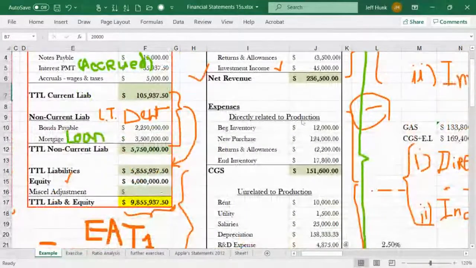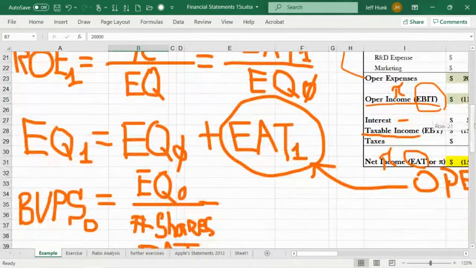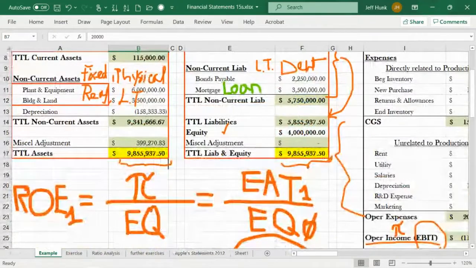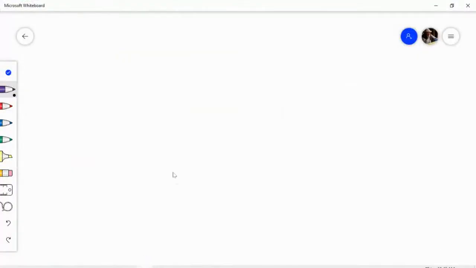Okay, so that explains everything about the balance sheet. Now, what's important is I don't know if I have time for the miscellaneous adjustment, because I'm going to come back to that later. So here, what we want to know is, because when we started out, let's see.